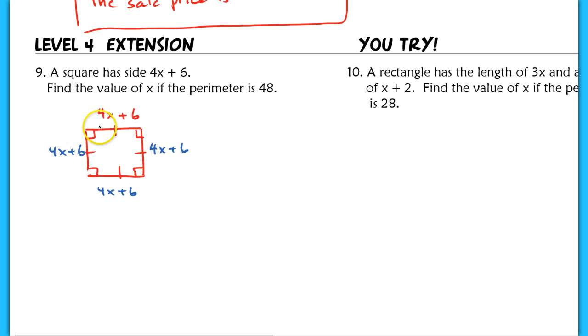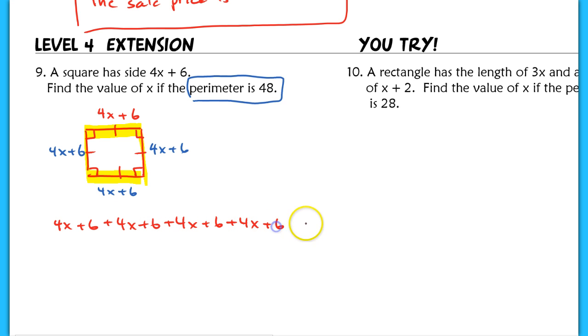So if I were to add all of these up, I would end up with a perimeter. Perimeter just goes all the way around. You add up this side, plus this side, plus this side, and this side. So if I were to add up all of these parts, I have the term 4x plus 6 repeated 4 times. And I know that the whole perimeter is supposed to equal 48. So this is the equation that I set up.